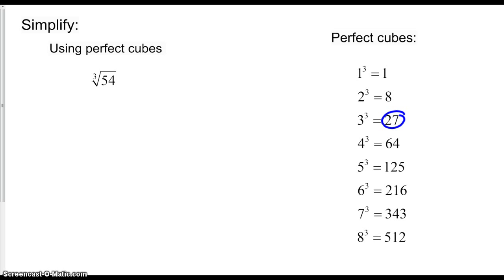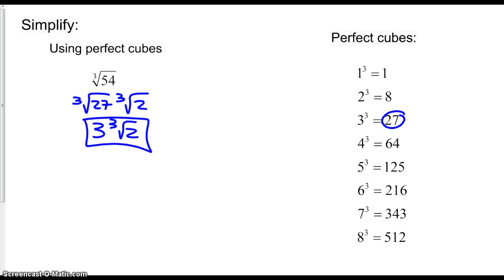Cube root of 54 is the same as cube root of 27 times cube root of 2, because 27 times 2 is 54. Well, the cube root of 27 is 3, because it's some number multiplied by itself 3 times to give 27. That's 3 times 3 times 3. So this one becomes a 3 times the cube root of 2, and that's the simplification of that. A number 3 times a cube root of 2.